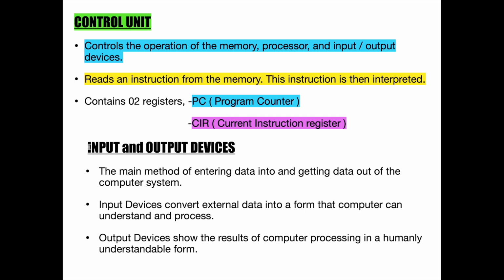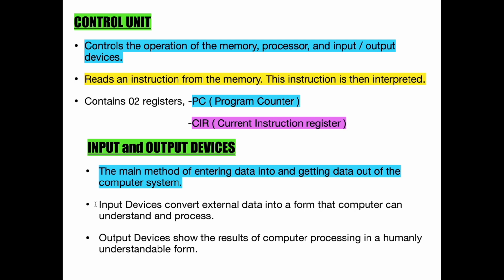Now let's talk about the input and the output devices. This is the main method of entering data into and getting data out of the computer system. The points below present the function of the input and output devices in the von Neumann model. We will be further talking about these devices in the next chapter.